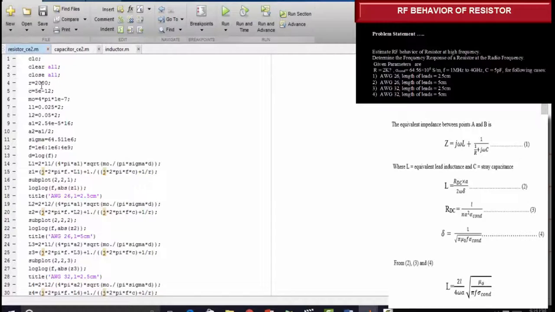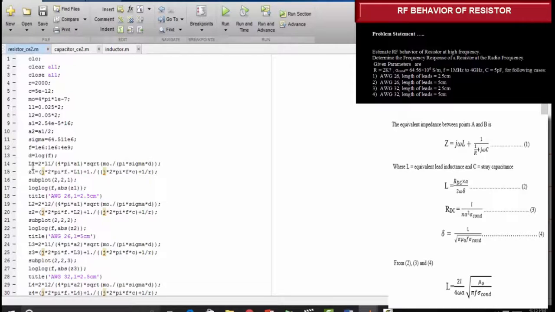For representing 10 raised to, we write E. Now, pi is already defined in MATLAB. So instead of writing 3.142, we write pi. L1, L2 are already given. And I have already told you about AWG and how A1 is derived. Sigma value is given, and F is a range from 10 raised to 6 to 4 into 10 raised to 9. Now D equals log F gives the frequency in log value.